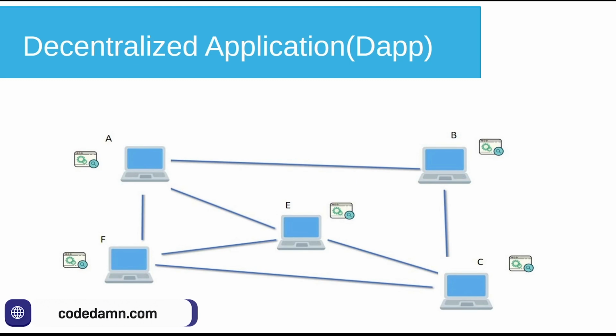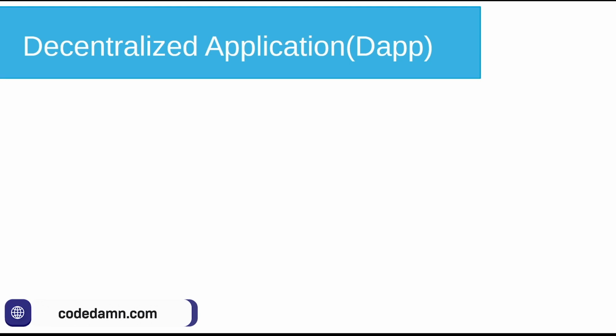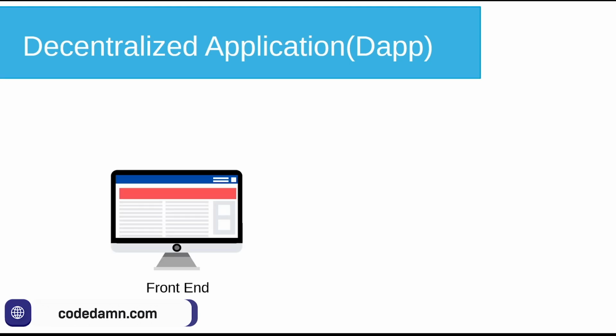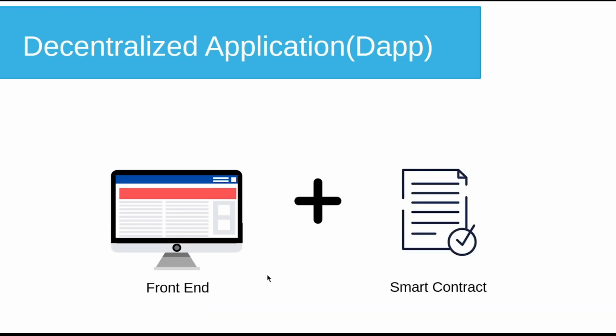And how is a decentralized application created? A decentralized application is created with the help of a front end. Then we integrate this front end with the smart contract, and then we make our decentralized application. Now, what is this front end? This front end can be anything. We can use any front-end language, for example React JS, HTML, and CSS, and then we integrate this front end with our smart contract. And this is how we make our decentralized application.